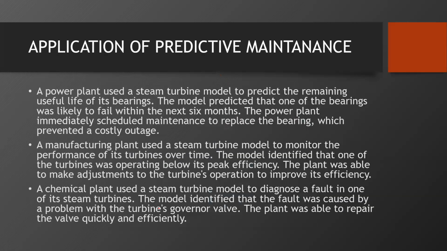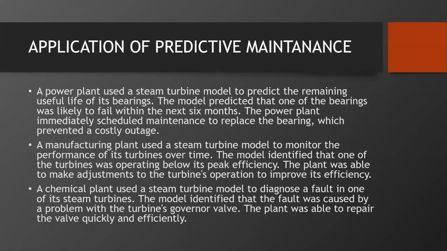The application of predictive maintenance. Suppose, for example, a power plant used a steam turbine model to predict the remaining useful life of its bearings. The model predicted that one of the bearings was likely to fail within the next 6 months. Then the power plant immediately scheduled the maintenance to replace the bearings, which prevented a costly outage. That is, if the bearing breaks, it may damage the whole interior of the electronics and different other devices, which may cause a lot of cost and manwork.